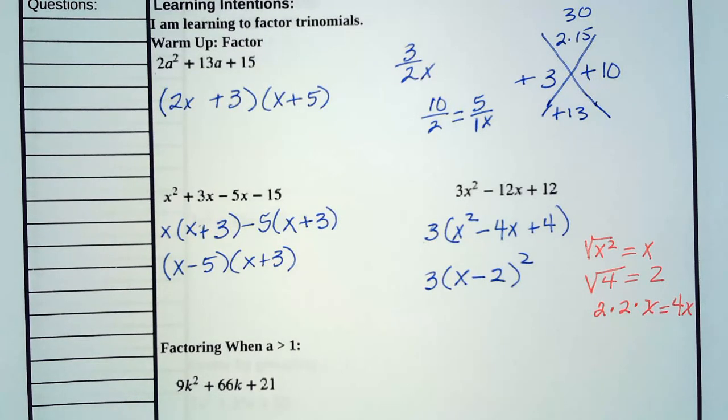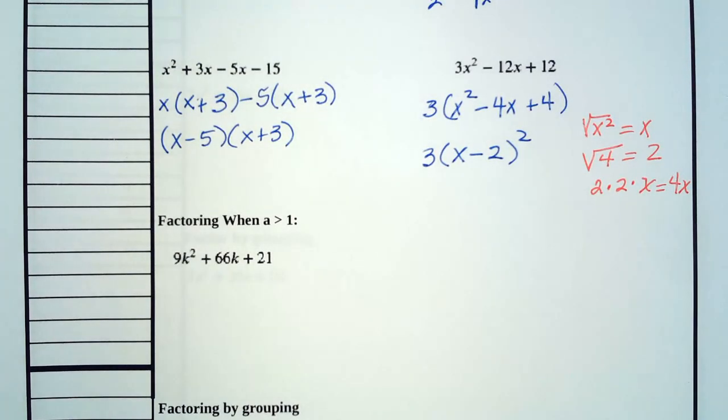So let's look at what happens when a is greater than 1. First thing you look for is the greatest common factor. I'm looking at 9, 66, and 21. Do they have a common factor? Well, I know that each one of them can be divided by 3. So I'm going to factor out a 3 to begin with.